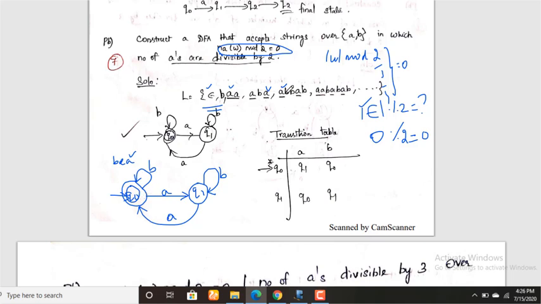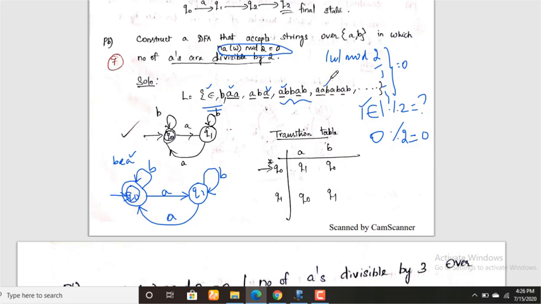Next string ABBAB. On receiving A it goes to Q1, on receiving B same state Q1, on receiving the next B same state Q1, on receiving A it goes to Q naught. On receiving B, the same state Q naught. It is also accepted.